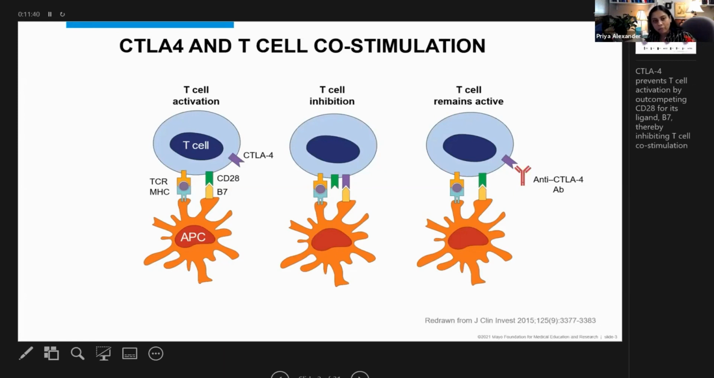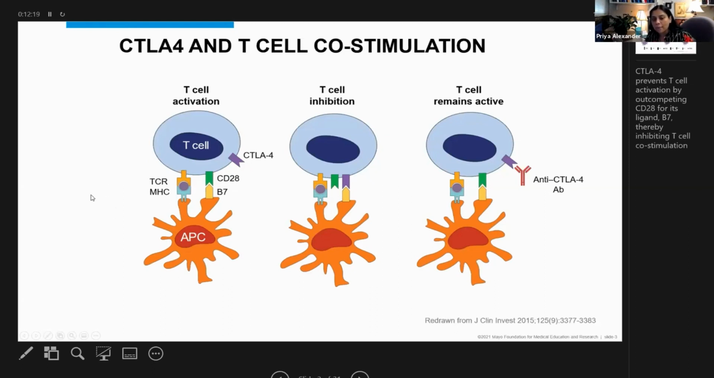Now, the CTLA-4 is normally present on T cells, and it competes with CD28 to prevent and downregulate T cell activation. T cell activation is normally through the T cell receptor when it identifies peptides that are presented by the major histocompatibility complex, and there has to be a co-stimulation with CD28 and B7. So CTLA-4 competes with CD28, and when it does so, it inhibits the activation of T cells.